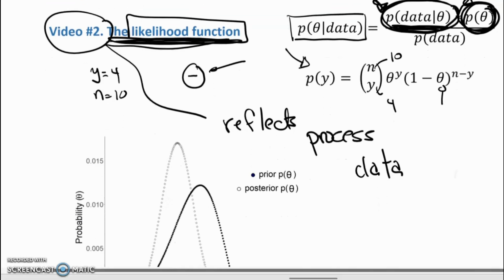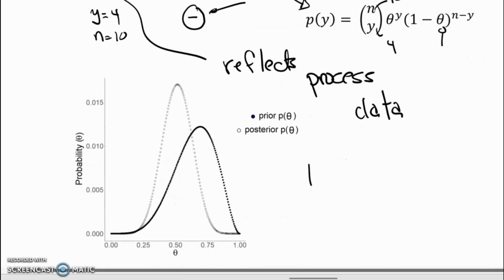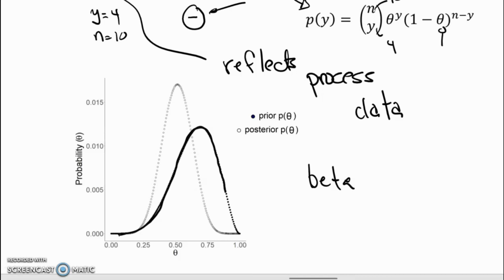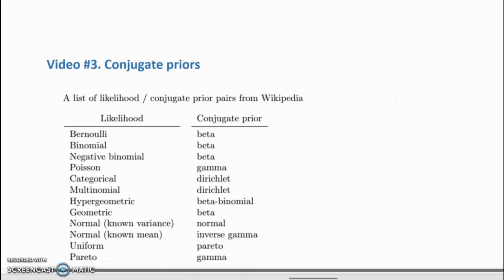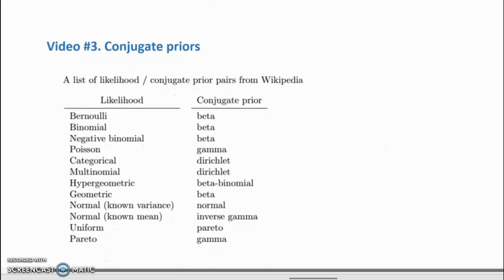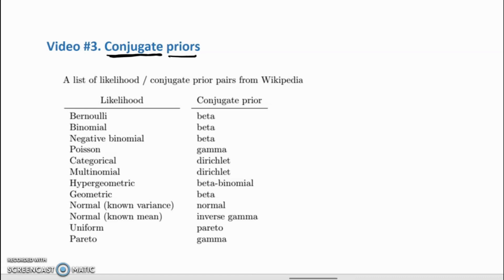So, in any event, we had a beta prior last week. Why did we choose a beta? Well, the reason we chose a beta is that the beta distribution is the conjugate prior for a binomial likelihood, and this idea of conjugacy is going to be the topic of the third video.